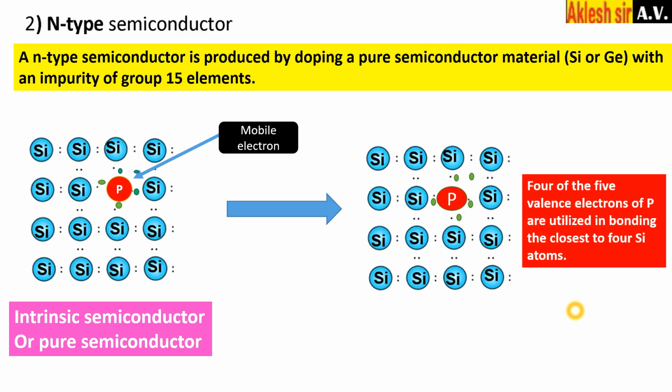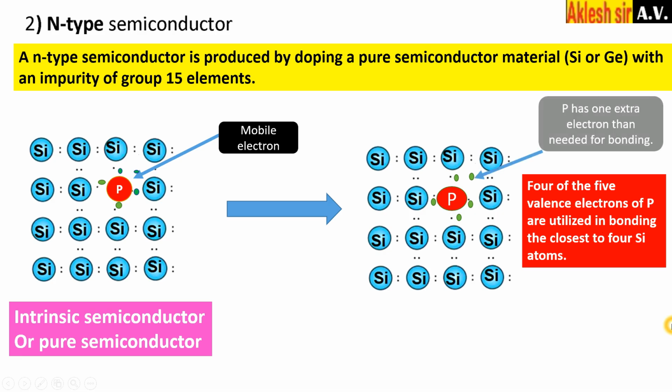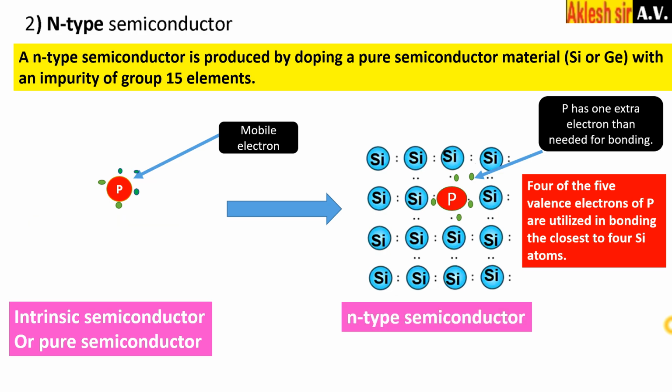Now, because of these free electrons, see the same diagram here. Out of the 5 valence electrons, 4 are utilized in bonding. You can see here, the green part of the phosphorus is shared by 4 silicon atoms. The 4 are used and 1 electron is not shared. So this extra electron has not formed a bond. And such a type of semiconductor is known as n-type semiconductor.